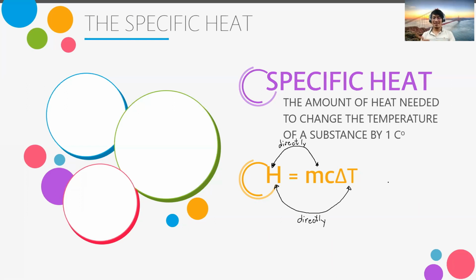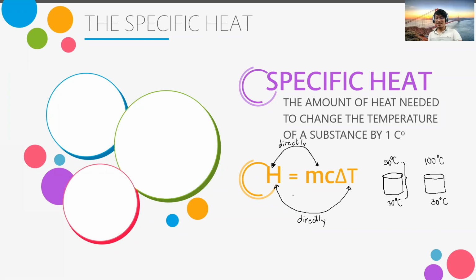Kasi for example, meron kang 2 cups of water. Same sila ng mass. Ang isa, from 30 degrees Celsius, sila pareho. Yung isa gusto mo lang initin hanggang 50 degrees Celsius. Yung isa gusto mo siyang initin hanggang 100 degrees Celsius. Ano yung mas mabilis? Kahit elementary na student, alam na mas mabilis ang 30 to 50 degrees Celsius. Tama? Mas madali.